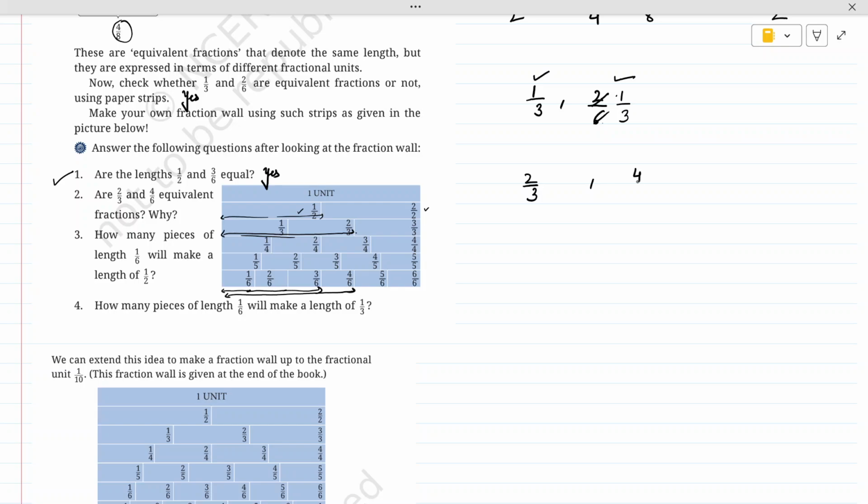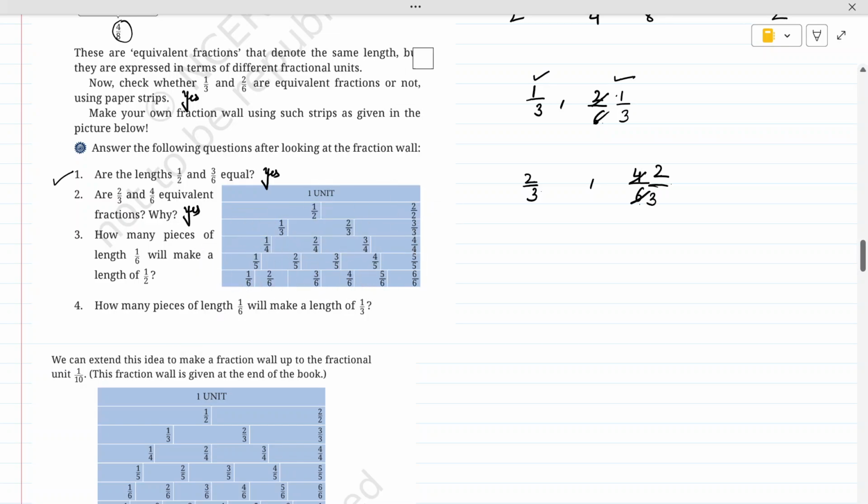Coming to 4 by 6. We know that 4 and 6 come in the table of 2. So we can divide both by 2. 4 divided by 2 is 2, 6 divided by 2 is 3. So we get the same value here, 2 by 3 and 2 by 3. So yes, they are equal. Now, let me erase this first and then we will move further.